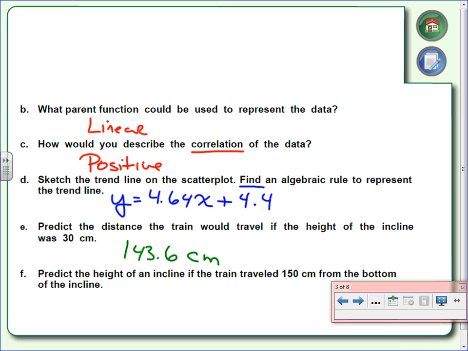Letter F is pretty much the same thing as E. We're going to use that calculator again. However, notice this time they're asking us to predict the height. They want to know what's the height of an incline. So this time we're looking for the x if the train were to travel 150 centimeters. So now we're looking for 150, but we're looking for that 150 underneath the y column. See if you can find that 150 underneath the y column.